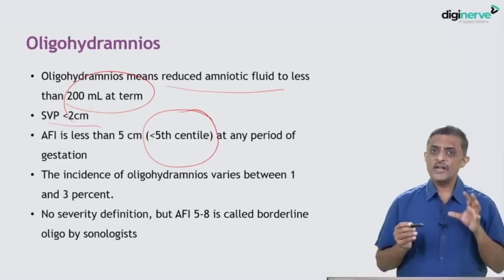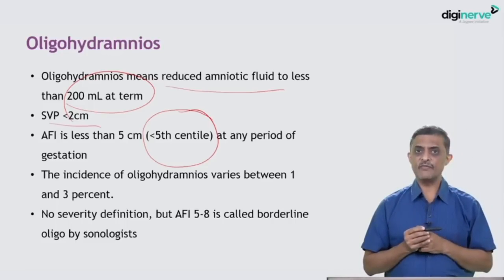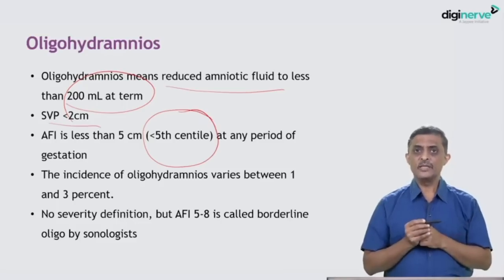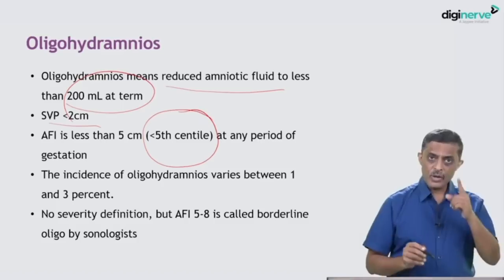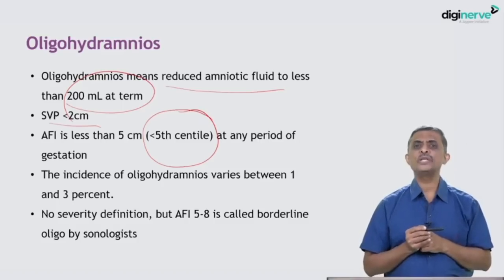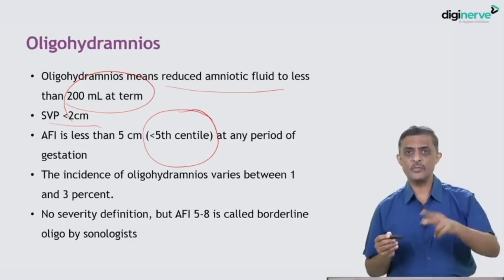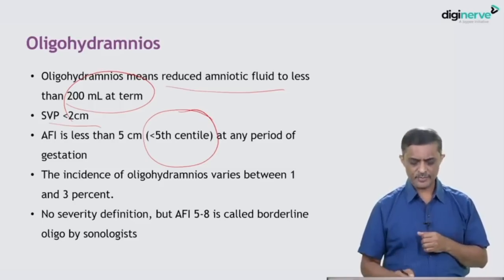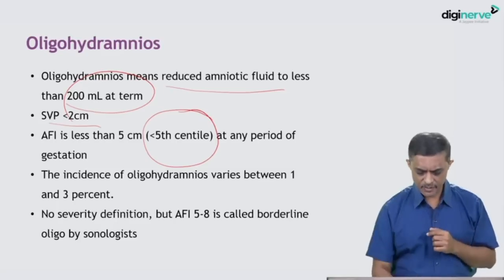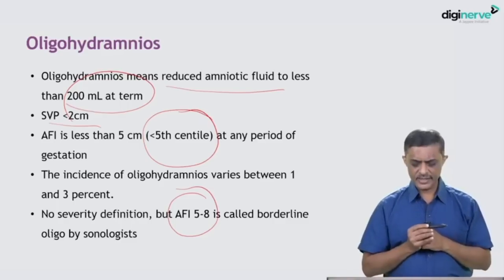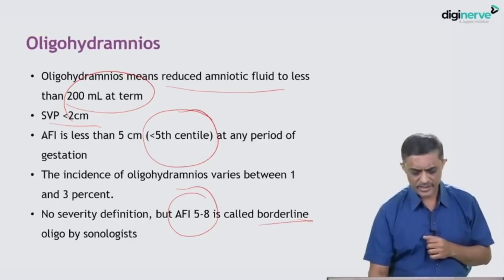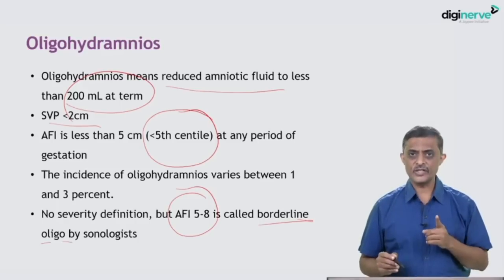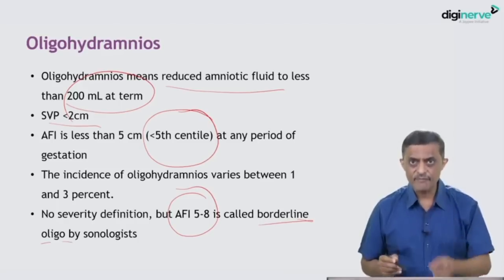So roughly 1 to 3% is the incidence that we find amongst pregnant women, the condition of oligohydramnios. Amongst oligohydramnios, we usually don't say mild, moderate, severe. That kind of grading of severity doesn't exist for oligohydramnios. But sonologists, sometimes when the AFI is between 5 and 8, use the term borderline oligohydramnios. But obstetric definition, students, please remember, AFI should be less than 5 to call it oligohydramnios, or the SVP should be less than 2 cm.